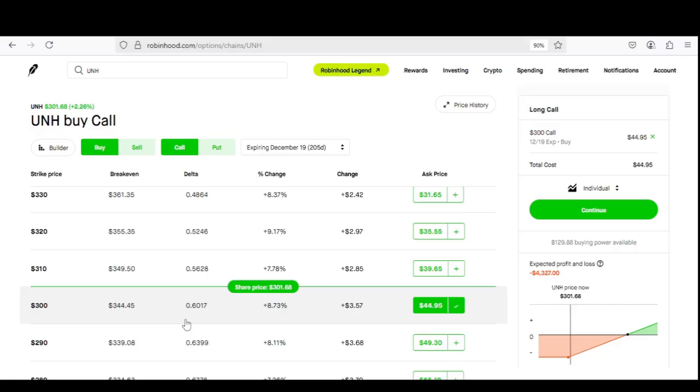Now, like everything else in life, each strategy, each option comes with risk. So once again, make sure to do your own due diligence before committing to any option strategy, before committing to any stock.